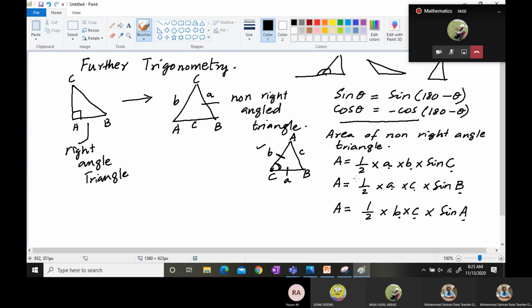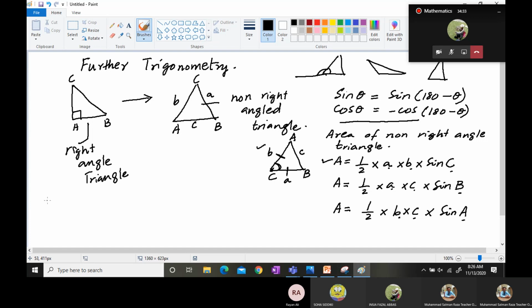So we can write the formula, half into B into A. Sorry, not the last one, but the first one, half into A into B into sine C. This is the most appropriate formula for this diagram.